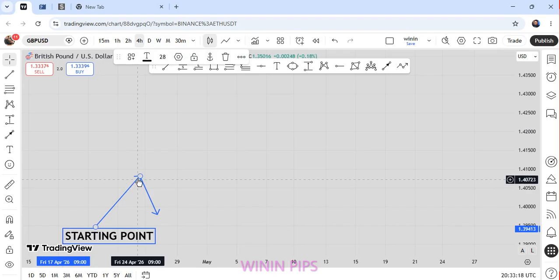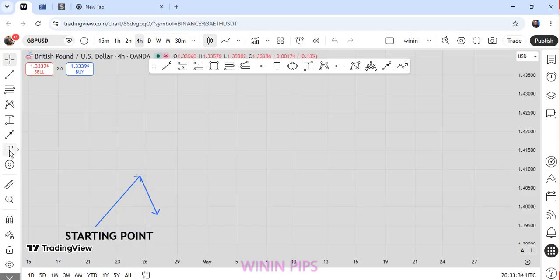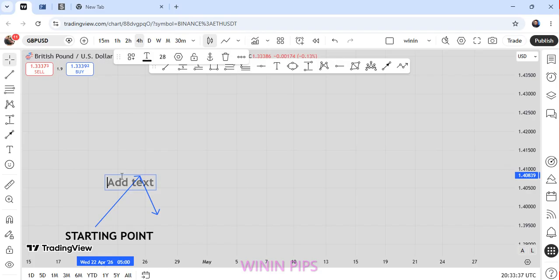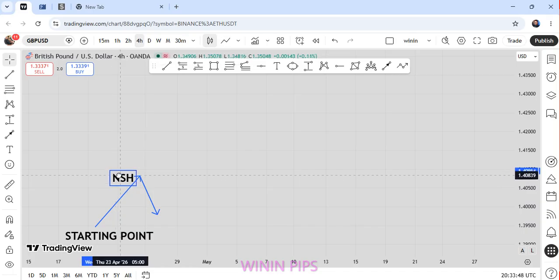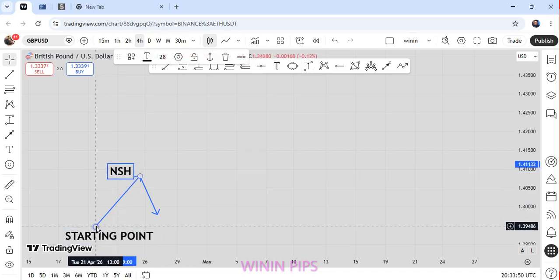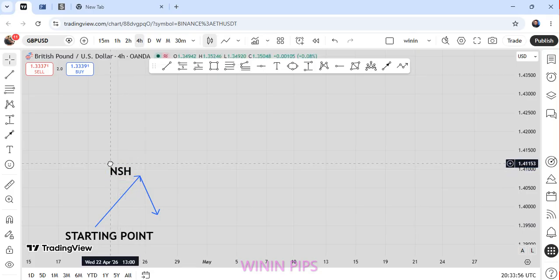So this is an impulse move. So this is our new structure high, because as the market starts from here, it got here, so it gave us a new high. So this is the new structure high. Let me shorten it so that you can move faster. So the market from here has given us a new structure high. So this is the market structure.